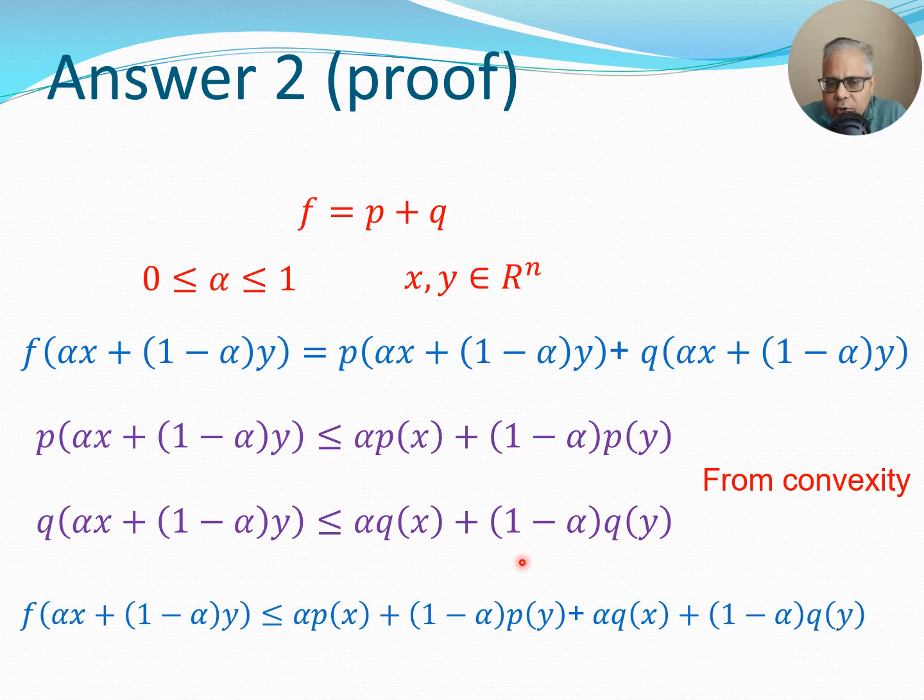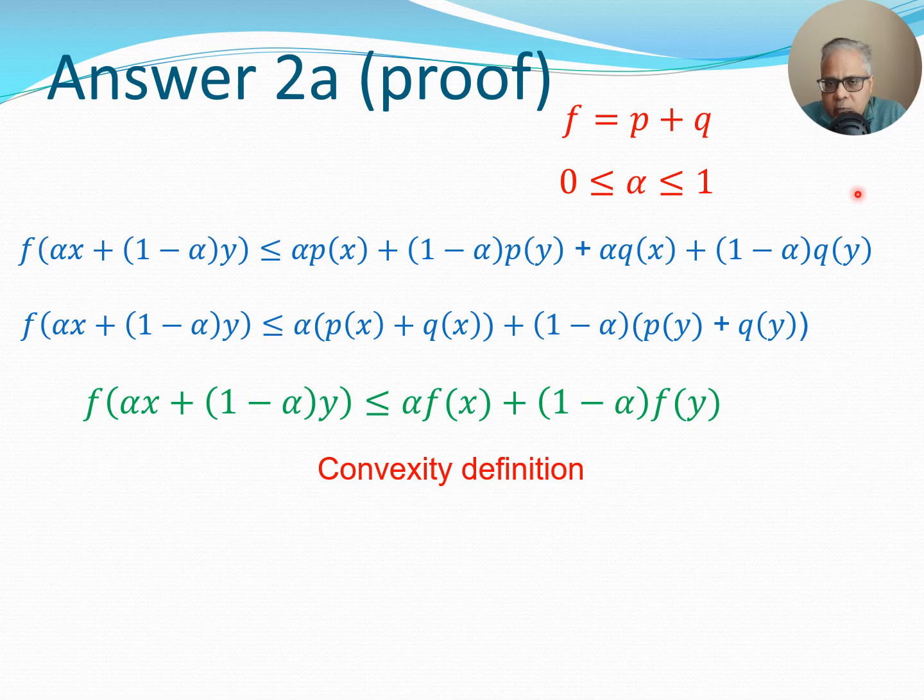Now I can take these two equations and put them in the first equation here, and then I obtain this particular inequality. What has happened is that the equal to has now been replaced by the less than or equal to sign, and on the right hand side I have this particular term, that is alpha px plus 1 minus alpha py, and I have the second term here, that is alpha qx plus 1 minus alpha qy. So this is a nice inequality we have obtained, and then in the next slide I'm going to simplify this.